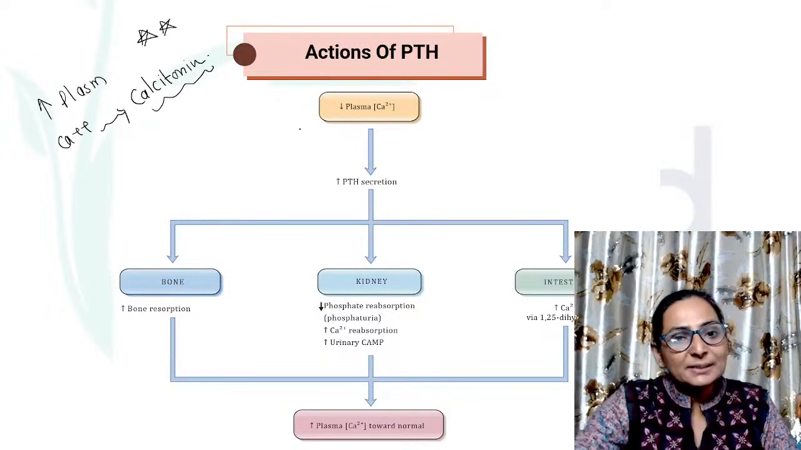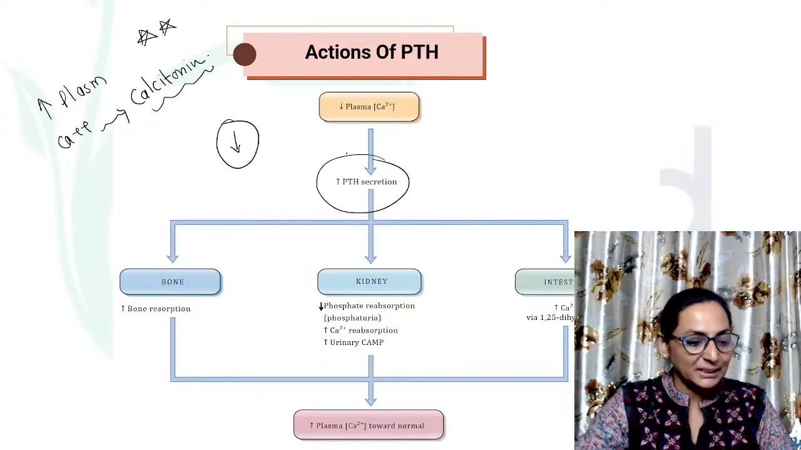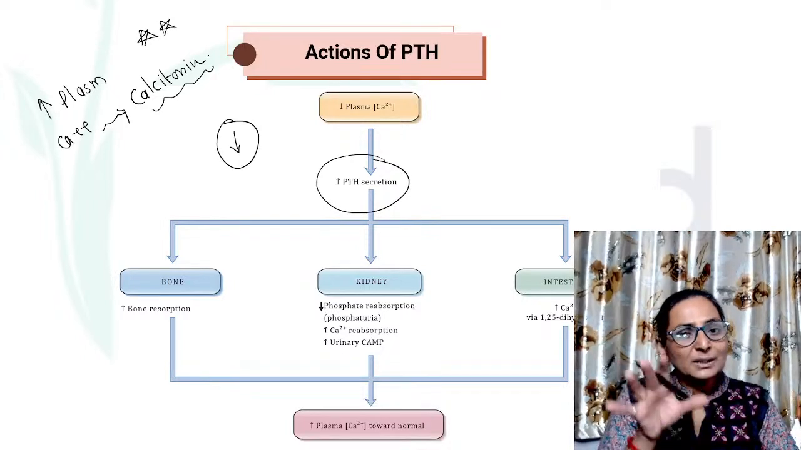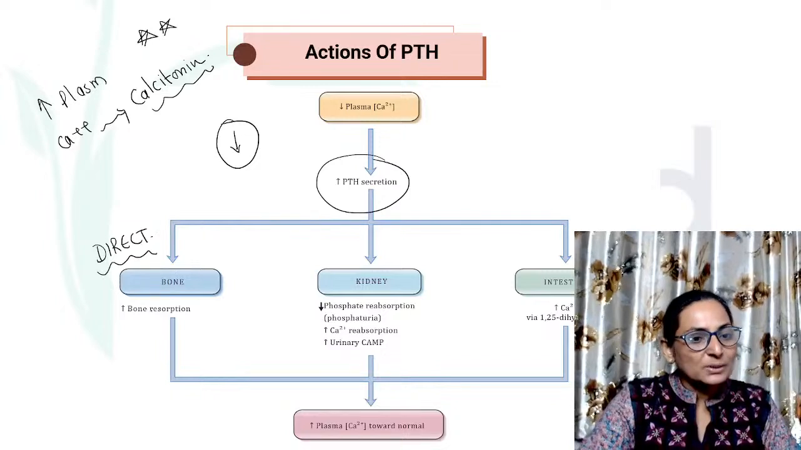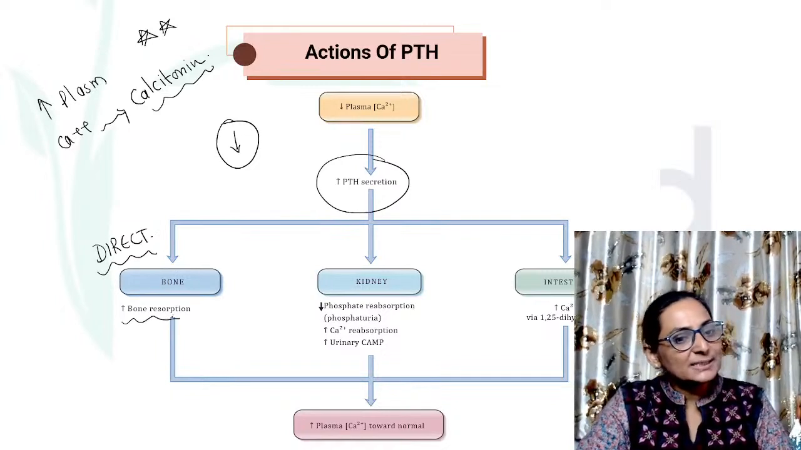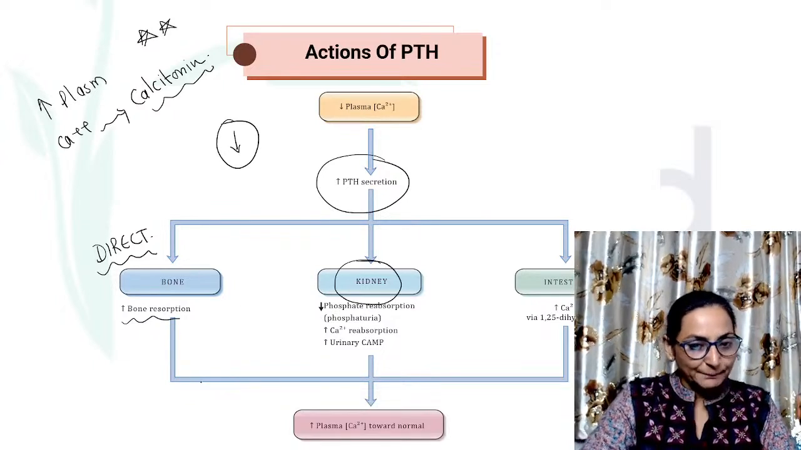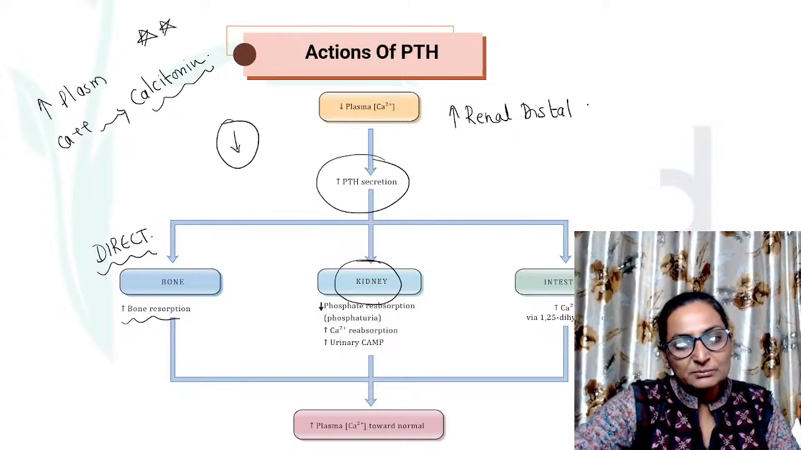But whenever there is a decrease in the plasma calcium, the first hormone to be released will be your PTH. It is never going to be vitamin D. This is very important. Now, what does this PTH do? It has a direct action on the bones, increases the bone resorption and therefore increases the plasma calcium level. It also has a direct action on the kidney, where it increases the renal distal tubular reabsorption of calcium.